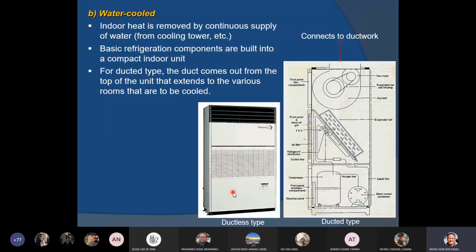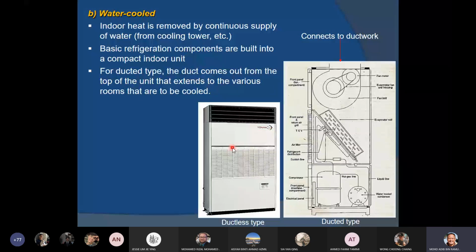Okay, so another type is water cool. So water cool package unit. So the indoor heat is removed by continuous supply of water from a cooling tower, etc. Meaning that there is another component, which is the cooling tower, or maybe a component connected to this package unit. Right? So this is the one that we call ductless type.